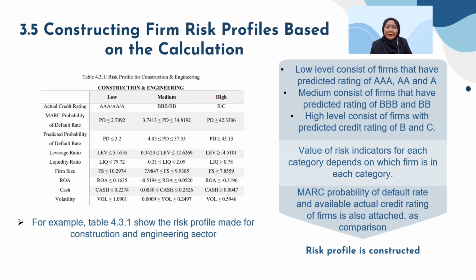Next, in 3.5, the risk profile is constructed based on previous calculations. For example, table 4.3.1 shows the risk profile made for the construction and engineering sector. These are the steps to create a risk profile. We use data of predicted PD, rating, and value from selected risk indicators to create a risk profile for some sectors and for all involved sectors.